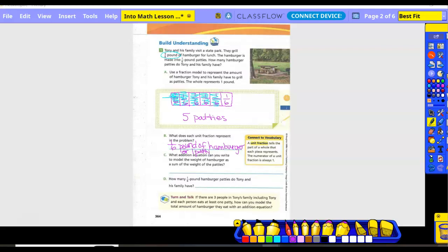So what addition equation can you write to model the weight of the hamburger as the sum of the weight of the patties? So how many times did I write 1/6? 5. So 1/6 plus 1/6 plus 1/6 plus 1/6 plus 1/6 equals what? The 5/6, correct? So how many 1/6-pound hamburger patties do Tony and his family have? 5 1/6-pound patties.